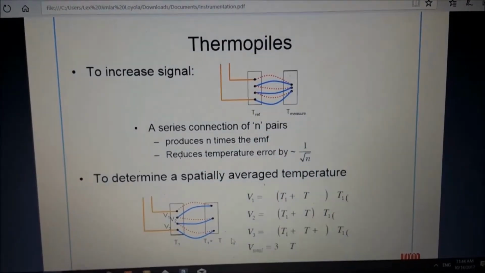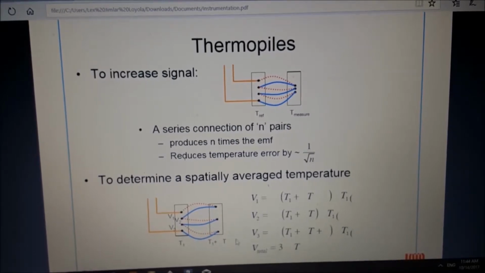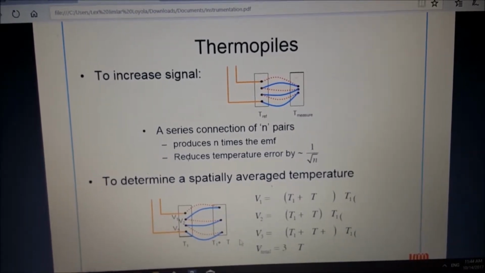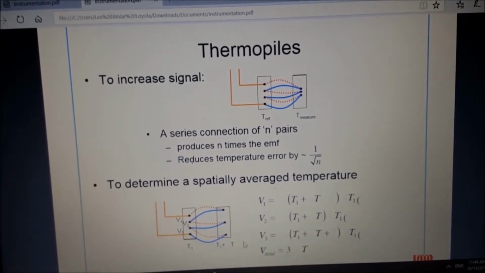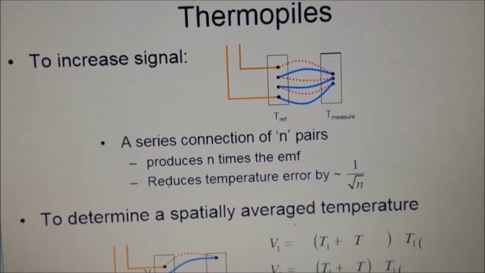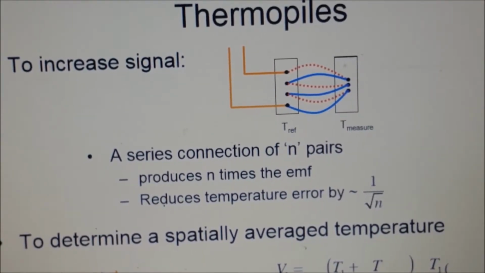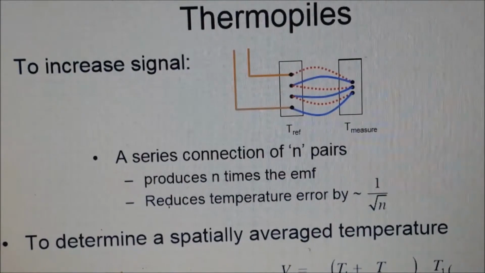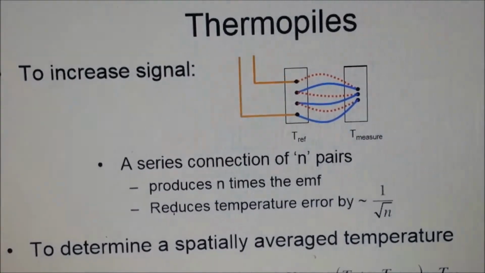I-discuss namin yung about thermopiles, which is a set of thermocouples that is connected in series and parallel connections. So to increase signal, kailangan natin ng parallel connection of n pairs, which produces n times the EMF and reduces temperature error by 1 over square root of n.